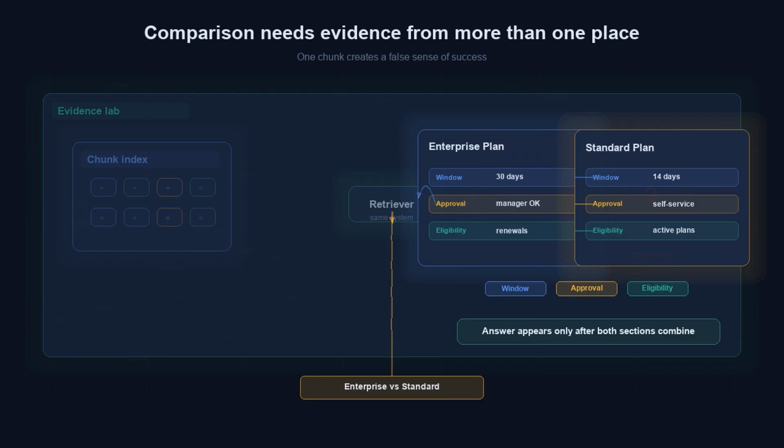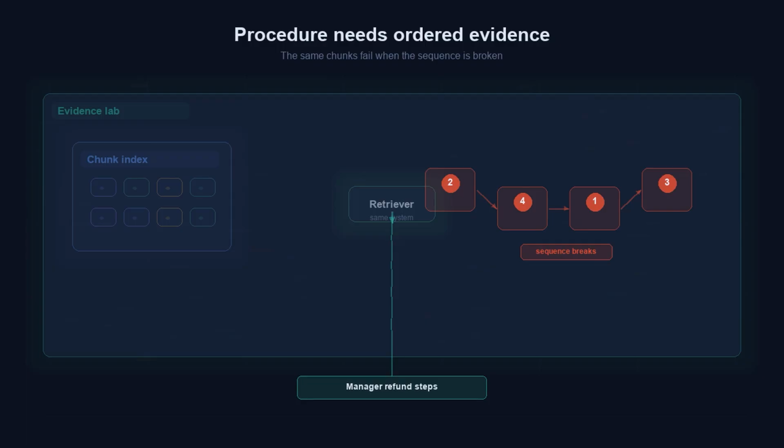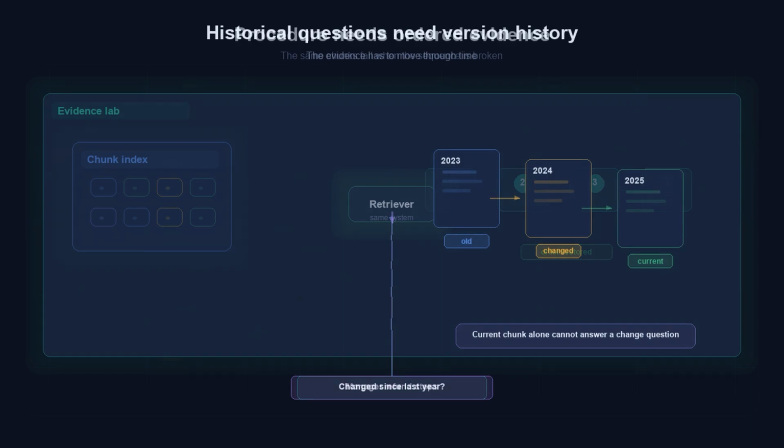And then there are some questions that need a procedure, like what steps should an account manager follow to approve a refund? Order matters here. Some questions need synthesis across documents. Has our refund policy changed since last year? Now we need version history.